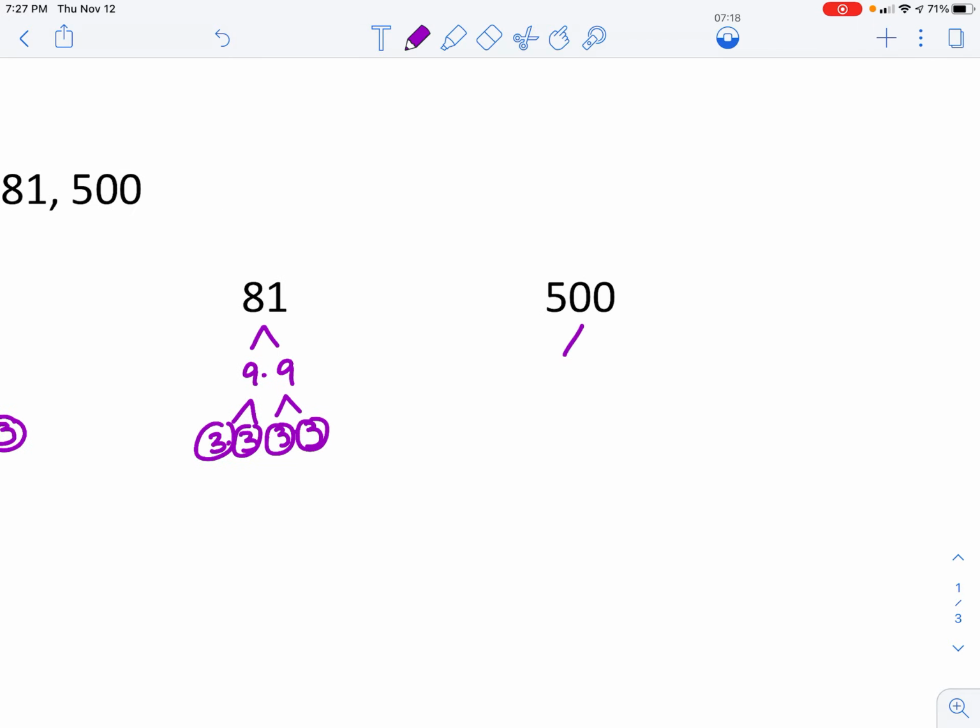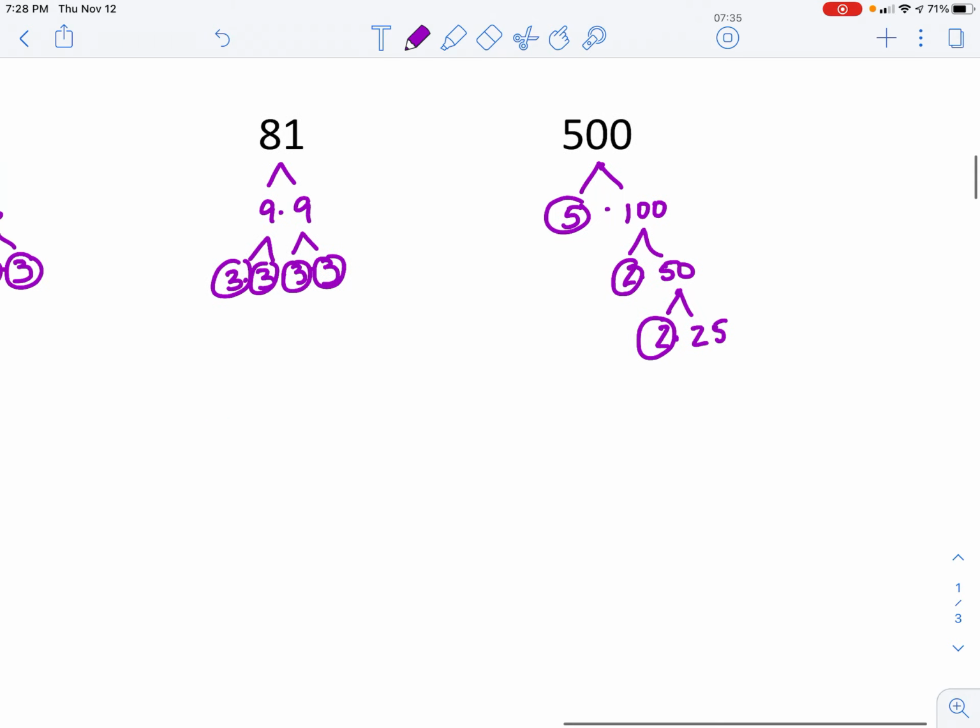And then, of course, for 500, I'll start with a 5 times 100. 5 is prime, but 100 I need to keep going. So I would have 2 times 50, 2 is prime. I'd have 2 times 25, 2 is prime. And I have 5 times 5, and those are prime as well.